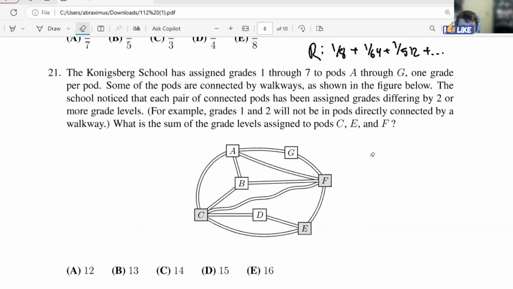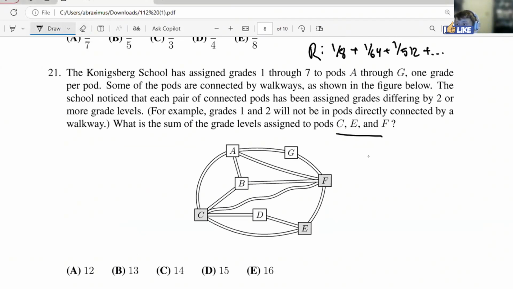The Königsberg School has assigned grades 1 through 7 to pods A through G, 1 grade per pod. Some of the pods are connected by walkways as shown in the figure below. The school noticed that each pair of connected pods has been assigned grades differing by 2 or more grade levels. For example, grades 1 and 2 will not be in pods directly connected by a walkway. What is the sum of the grade levels assigned in pods C, E, and F?